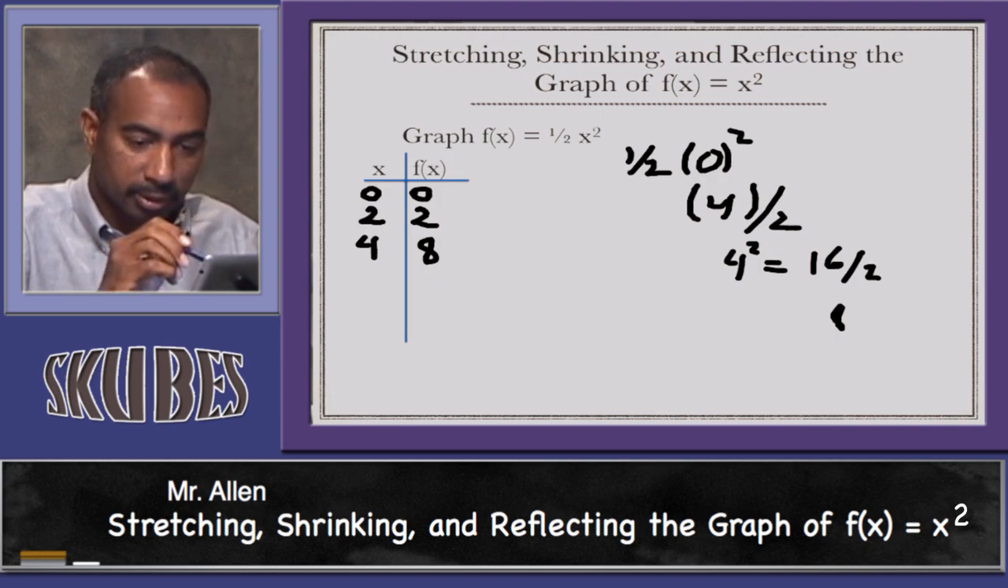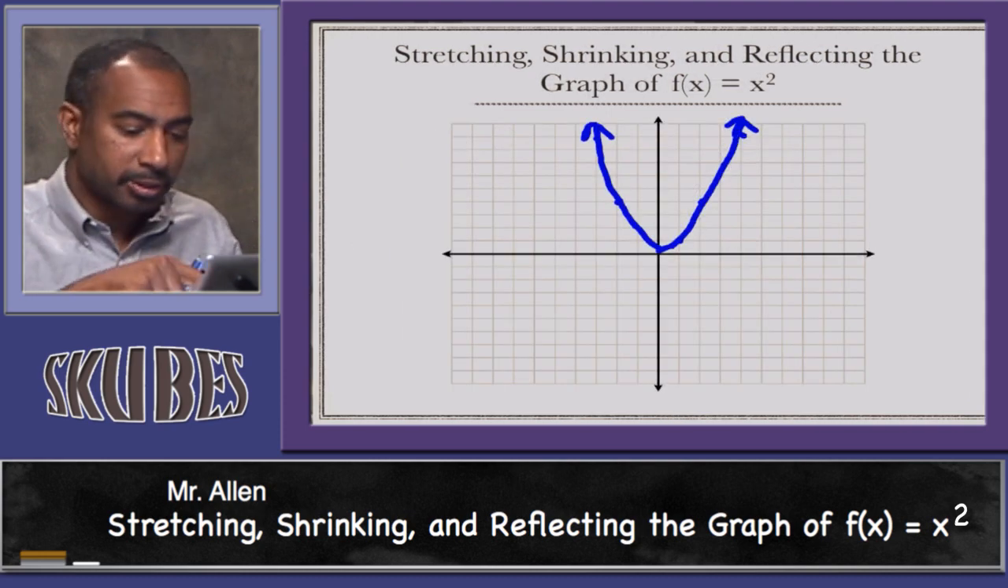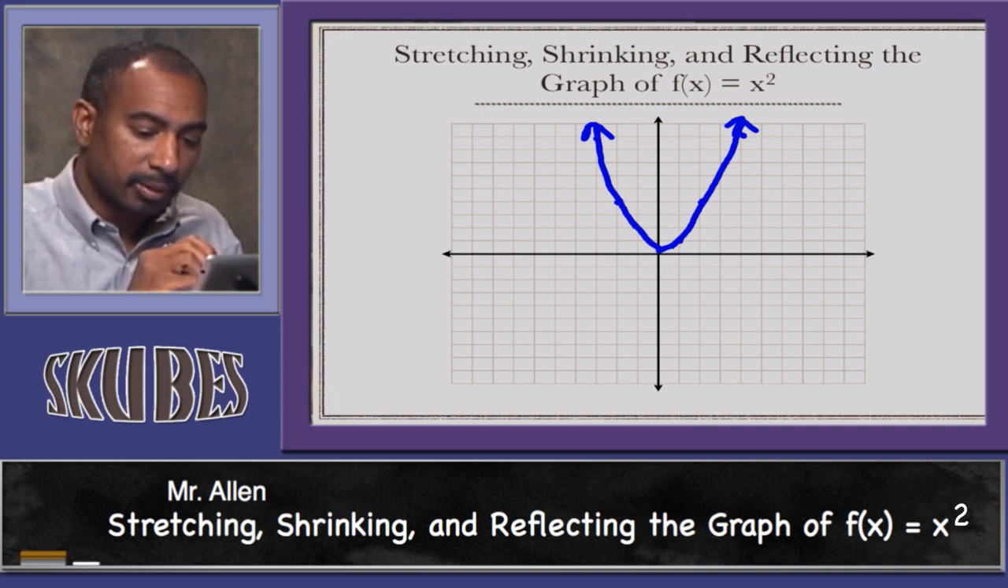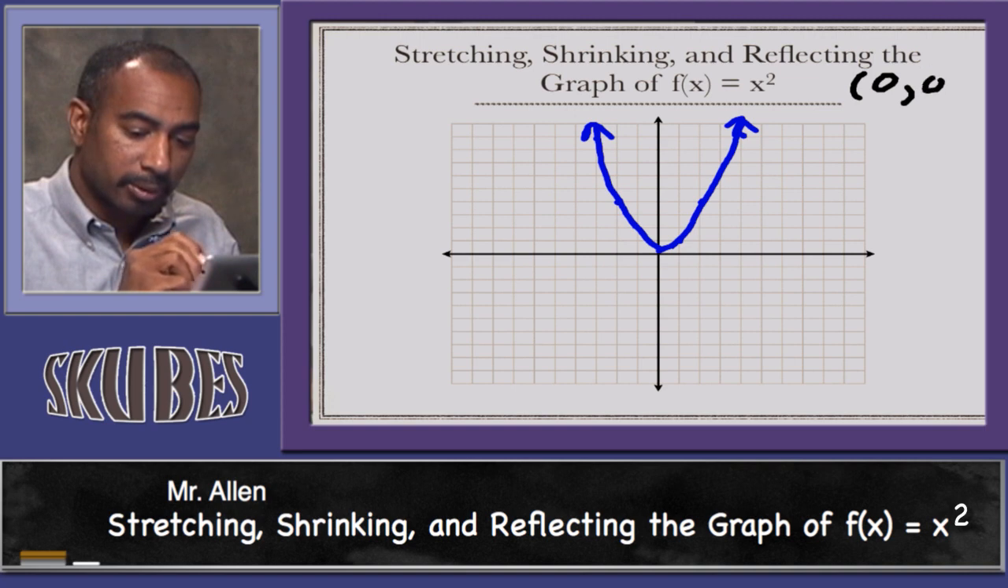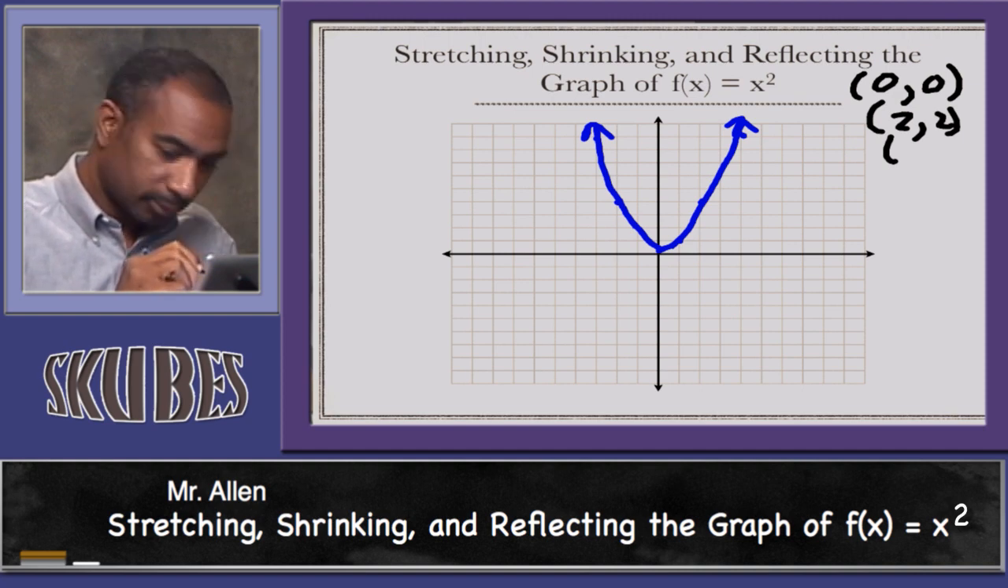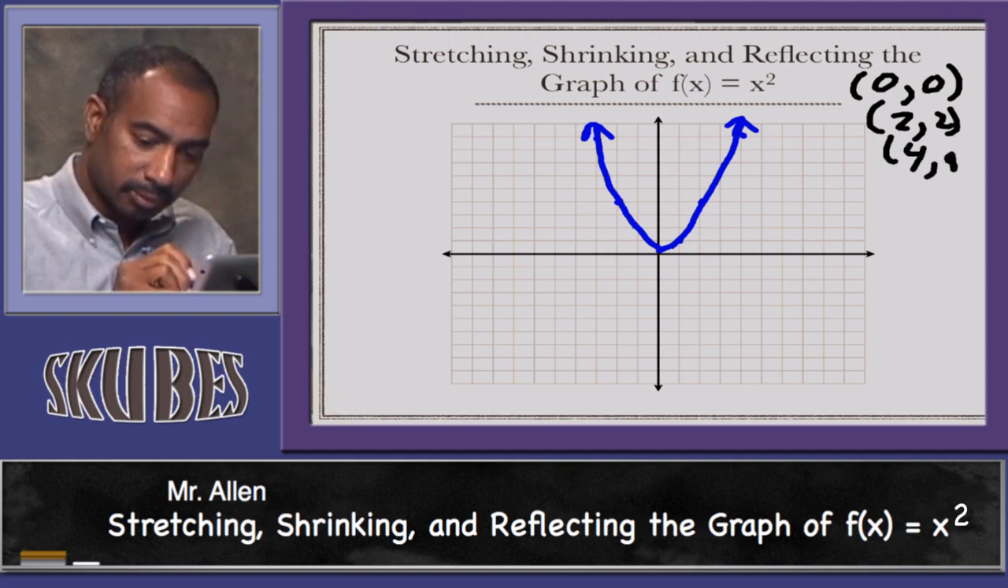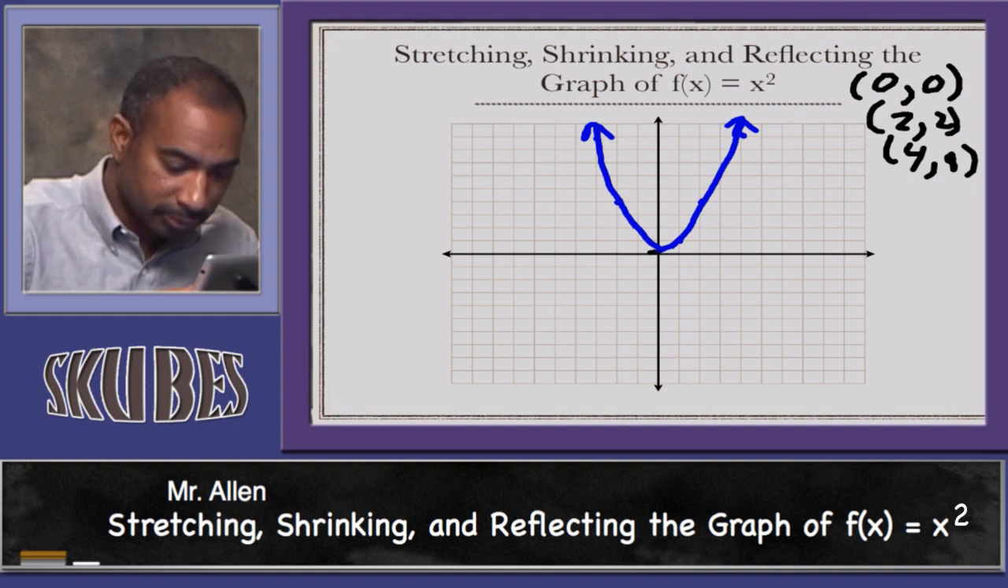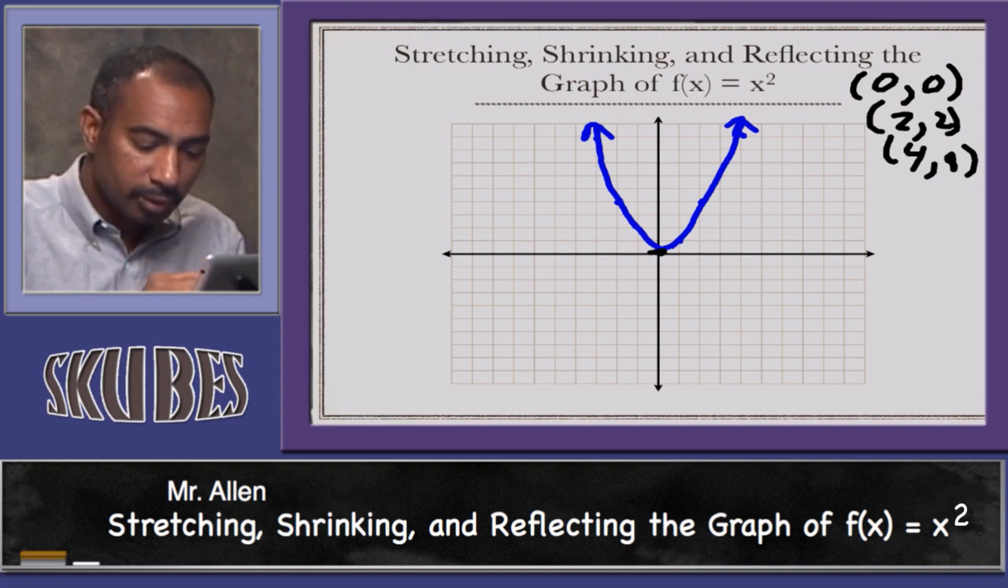So let's see what that looks like. All right, here's the original graph of f of x equals x squared. And we've got these new points we're going to plot and see what it looks like compared to the original graph. We had 4, 8. Okay, so 0, 0 still 0, 0. Then I count over 2 and I go up 1, 2. I can go over 4 and count up 8.